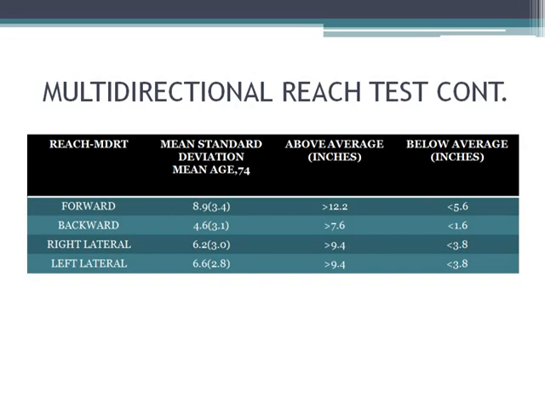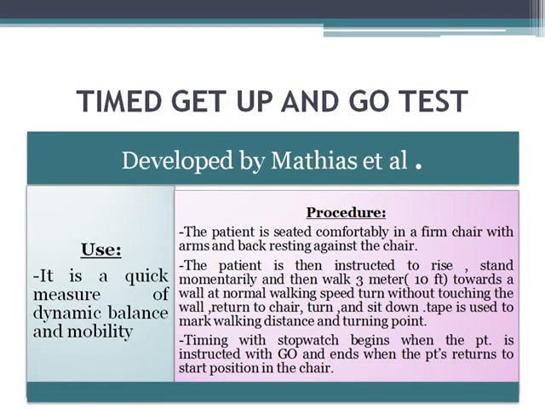Now the fourth one is the Timed Get Up and Go test. It was developed by Mathias et al. It is a quick measure of dynamic balance and mobility. It is only for dynamic balance.